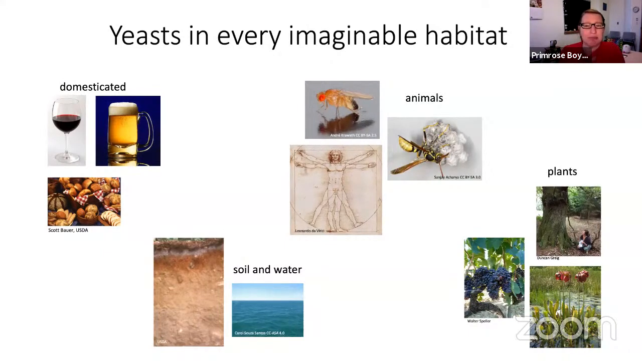There are yeasts that live on plants. There are a lot of different yeasts that live on plants. There are yeasts that live in soil and water. And one reason you find yeast everywhere is there are so many different kinds of yeasts. So if a microbe needs a special adaptation to live somewhere, it's really likely that there's a yeast that has that adaptation.